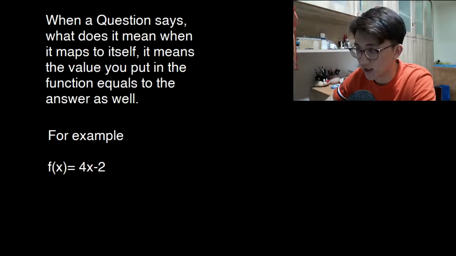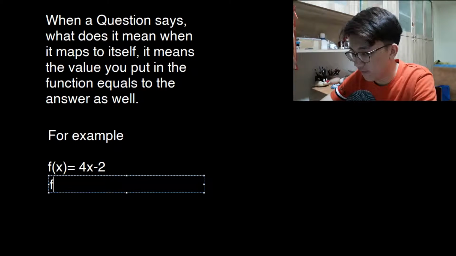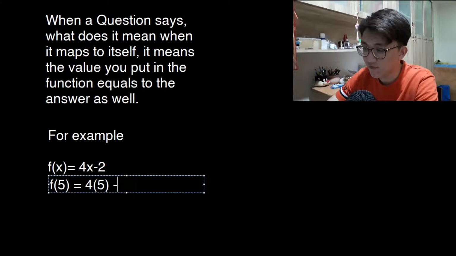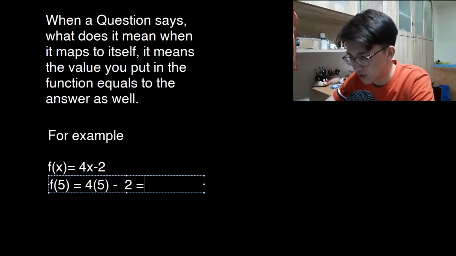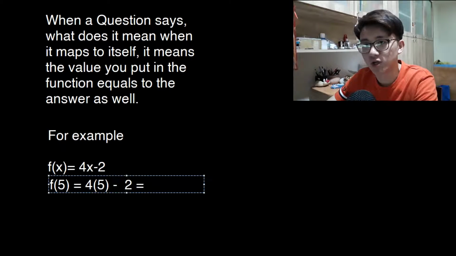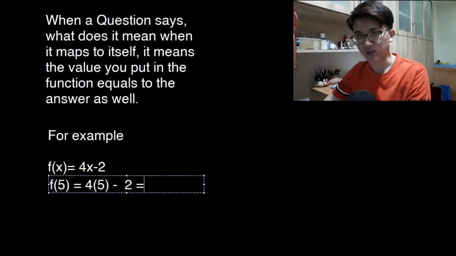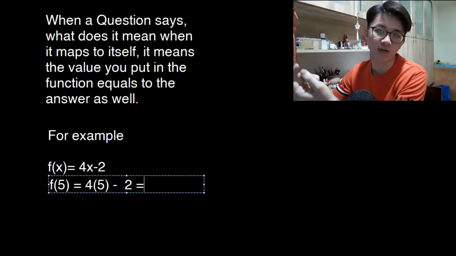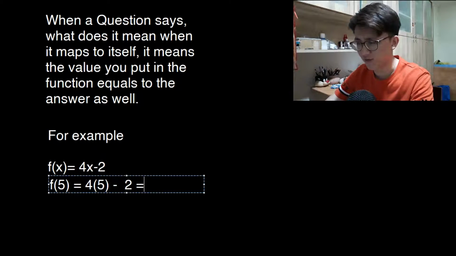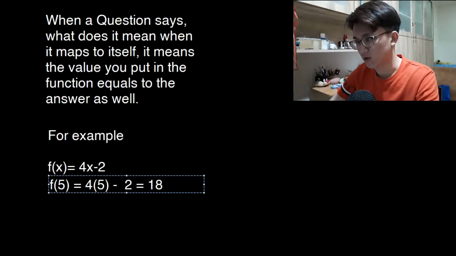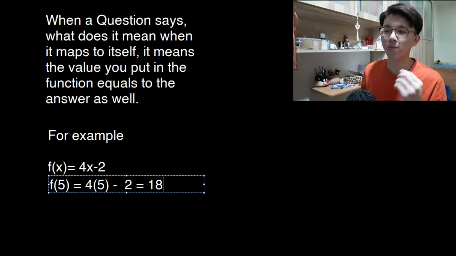Let's say I put in f(5) = 4(5) - 2. Definitely the answer is not going to give me 5. But I'm trying to ask you, what happens? I want the value such that if I put in 5, I want the answer to be 5 as well. What's that value? It's not 5, it's another value. 20 minus 2 is 18, so I put in 5 and get out 18. But I don't want that. I want to put in 5 and get out 5.